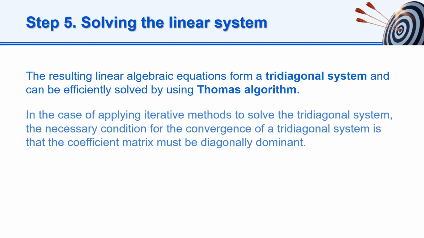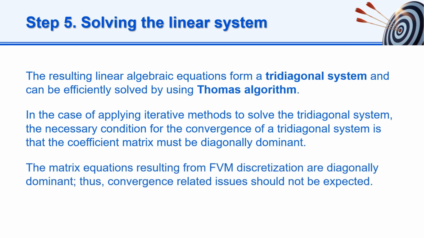In the case of applying iterative methods to solve the tridiagonal system, the necessary condition for the convergence of a tridiagonal system is that the coefficient matrix must be diagonally dominant. The matrix equations resulting from finite volume method discretization are diagonally dominant. Thus, convergence-related issues should not be expected.